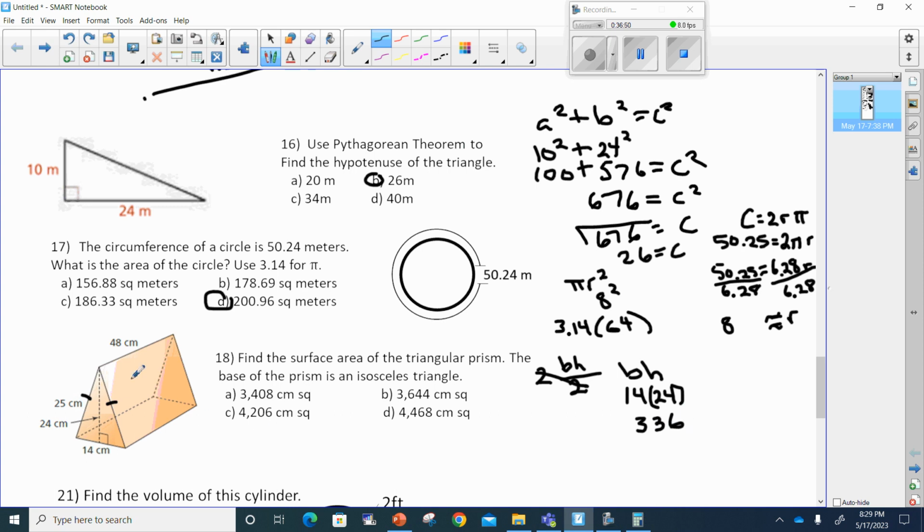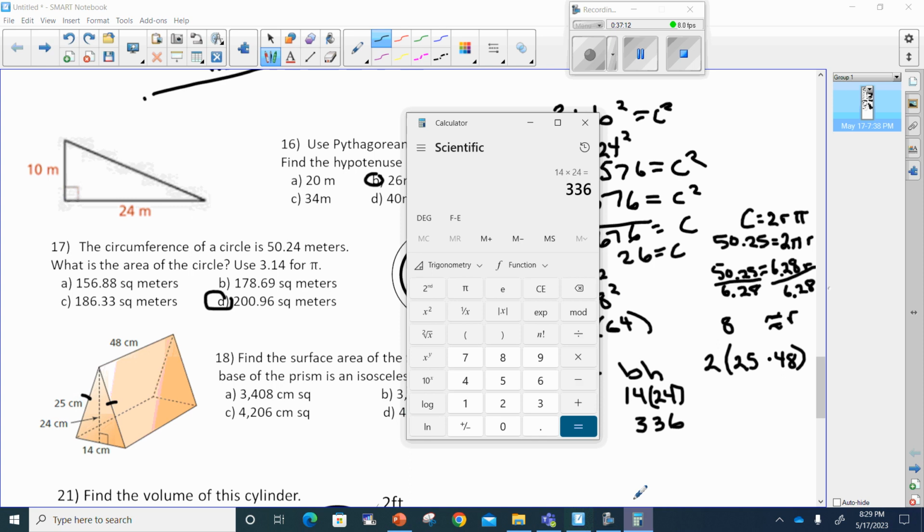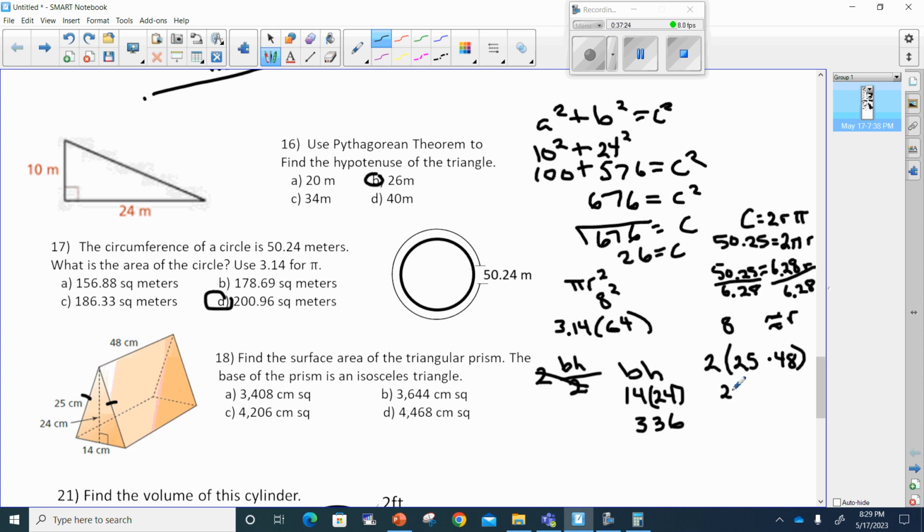All right, now I've got to find the rectangles. 2 of these rectangles are going to be the same. They're going to be 25 times 48. So 2 rectangles are going to be 25 times 48. All right, so let's go ahead and do that. We've got 48 times 25 times 2. That gives us 2,400.